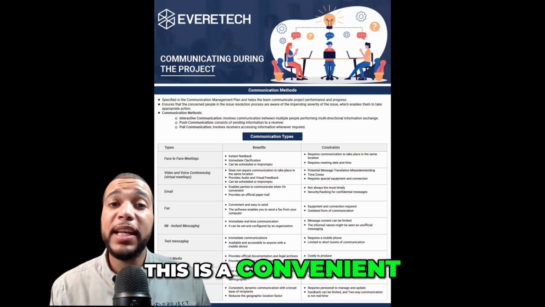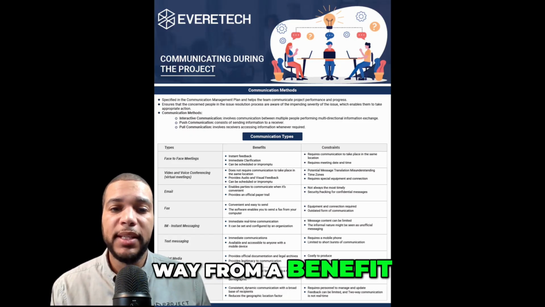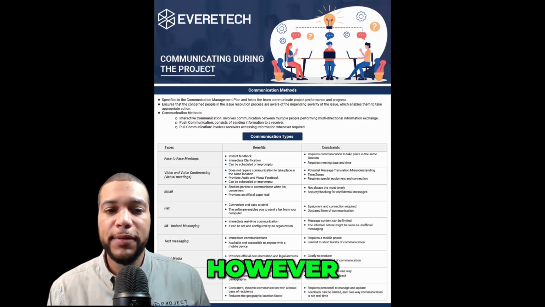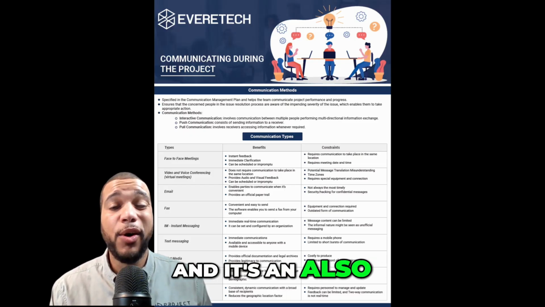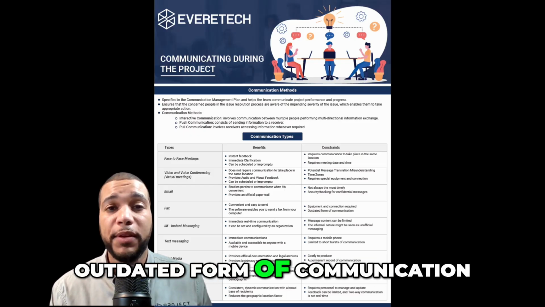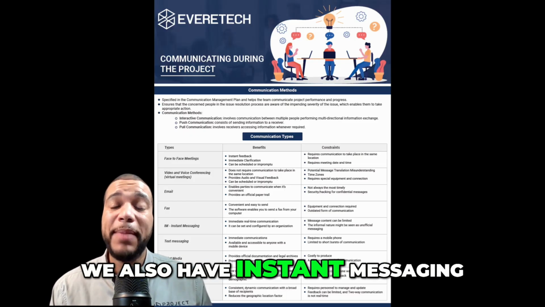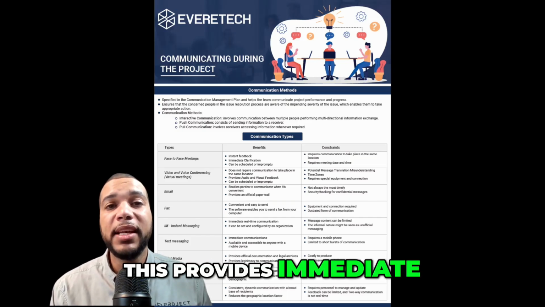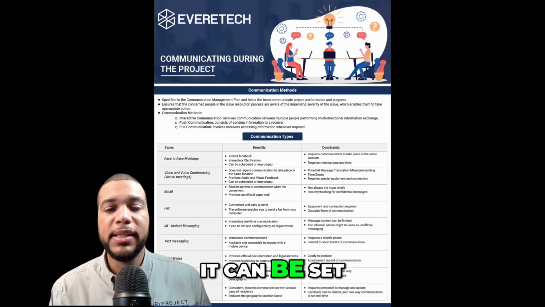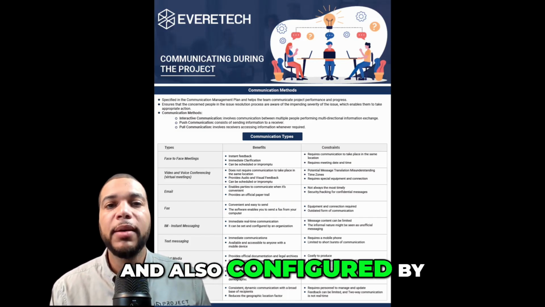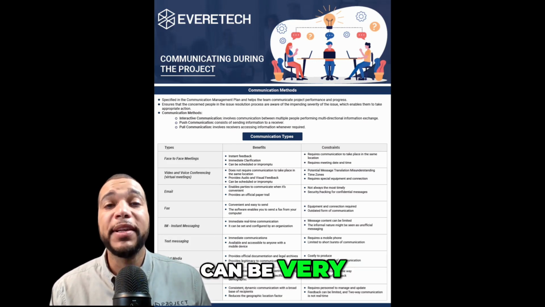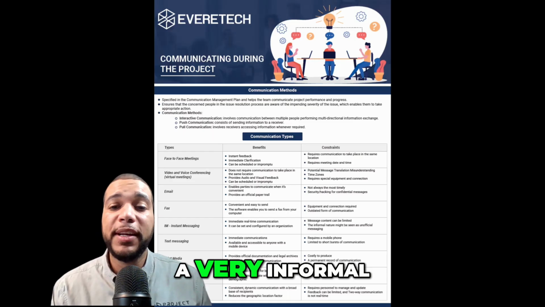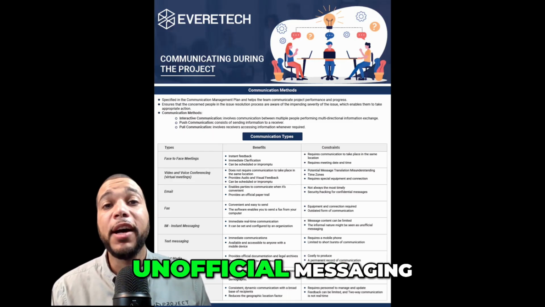Faxes. This is a convenient way, from a benefit standpoint, to send a message. However, the equipment and also connection is required for this. And it's also an outdated form of communication. We also have instant messaging. This provides immediate communication. It can be set and also configured by the organization. However, message content can be very limited. It also is a very informal way of unofficial messaging.